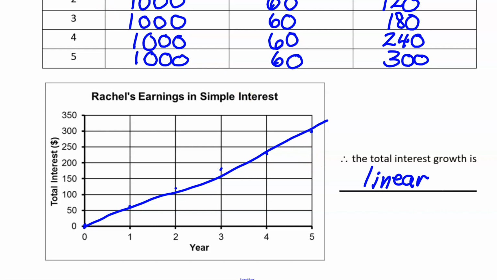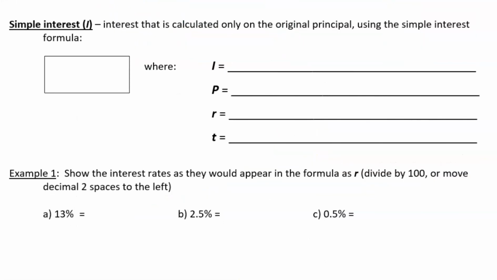Okay? So I'm going to show you a formula that we use. It's much easier than that table, I think. Okay, the formula is I is equal to PRT. Okay, I'll make that look like an I. Alright, so that's the formula for simple interest, where interest is only calculated on the original principal. So the I stands for interest earned.